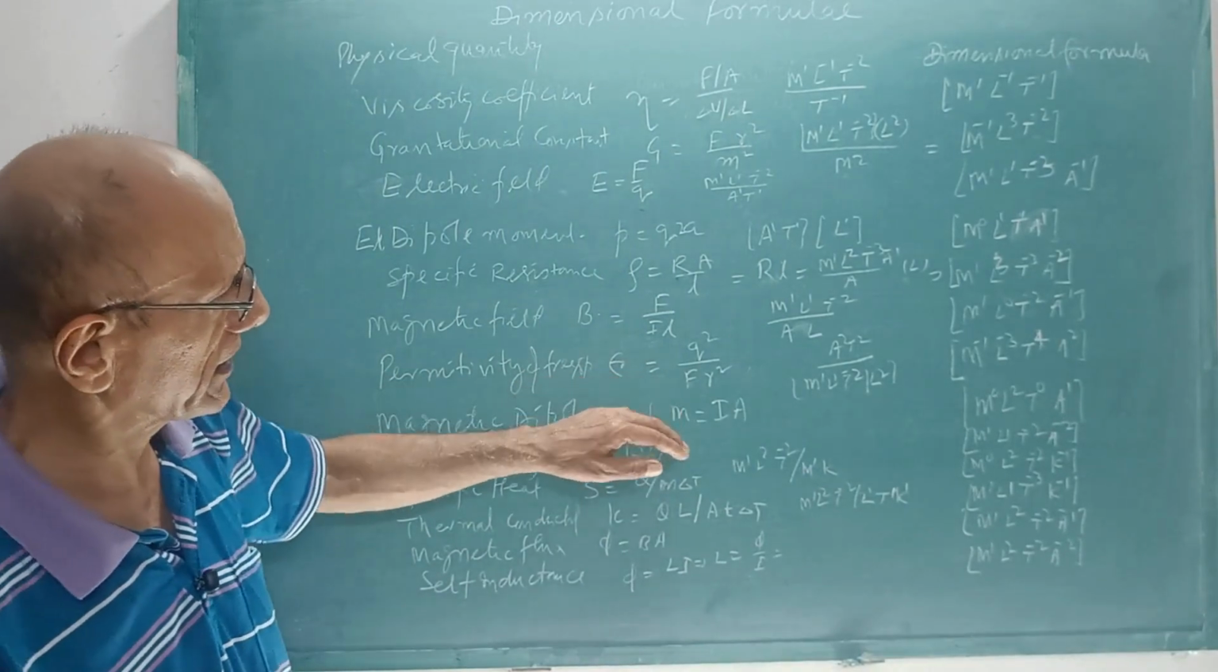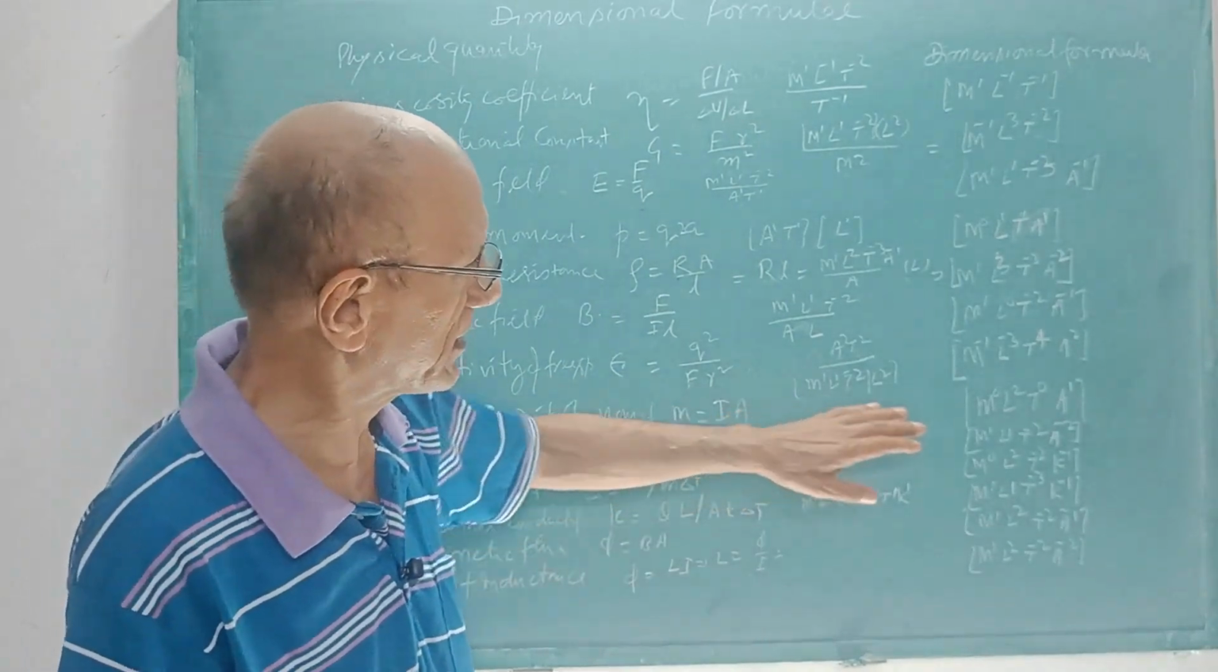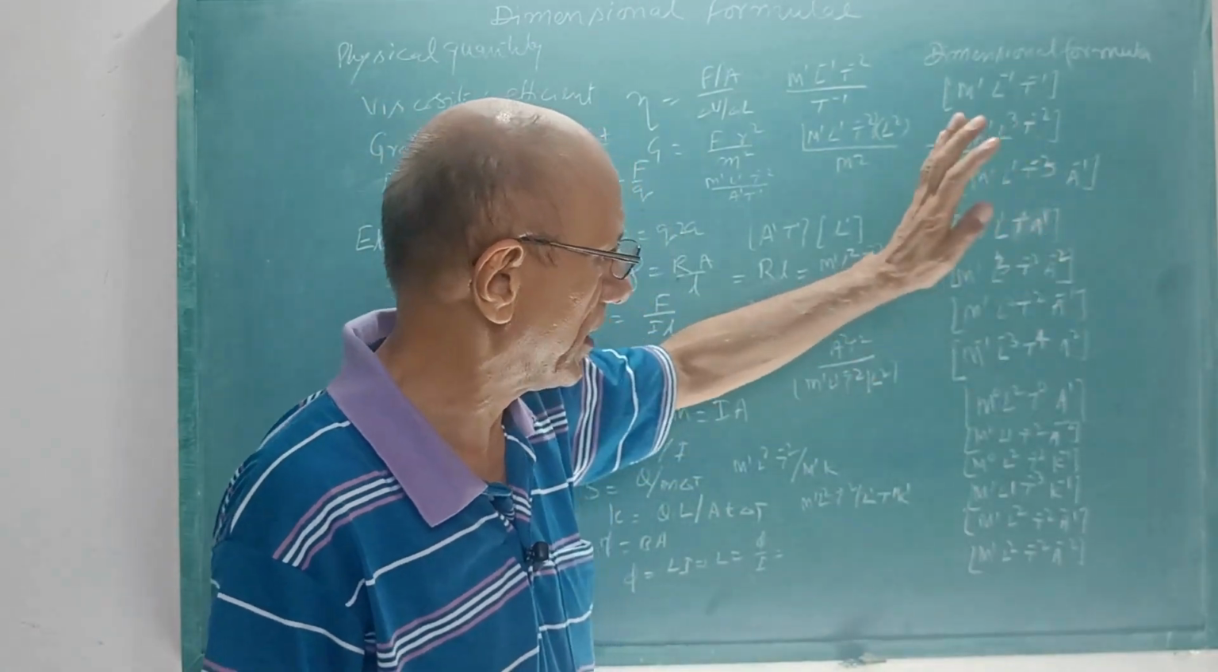Magnetic dipole moment M is equal to I into area. So area is simply L square, so M0 L2 T0 and A1.